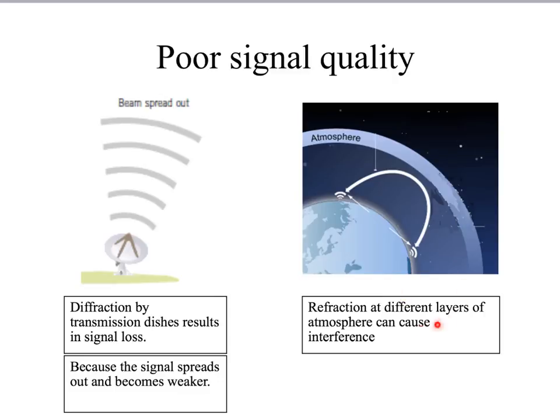Another reason for poor signal quality is that, as we know, the radio wave refracts as it travels through the different layers of the atmosphere. Now this can cause interference because you get some signals travelling in one direction, some signals travelling in another direction, and they begin to interfere with one another.